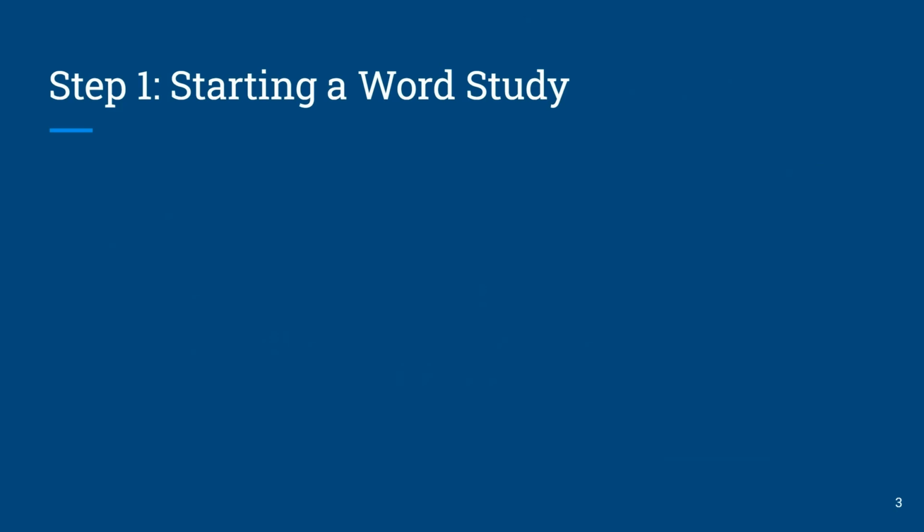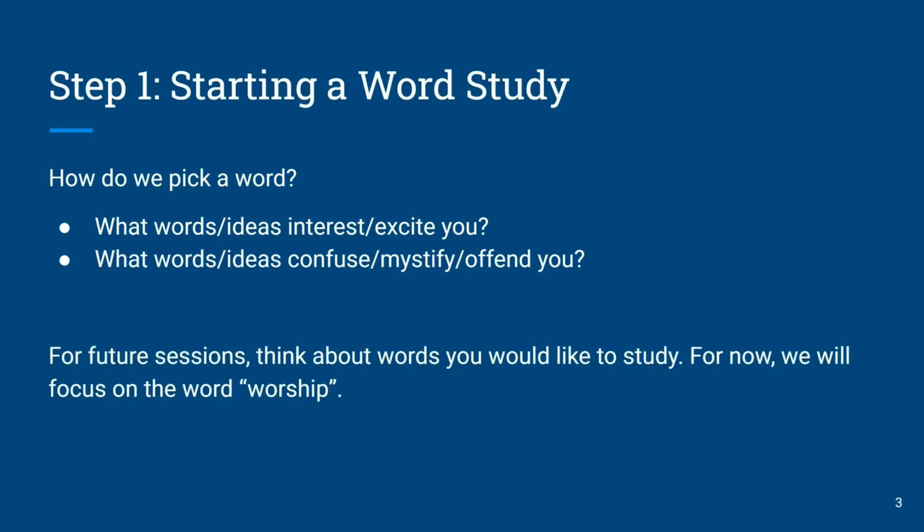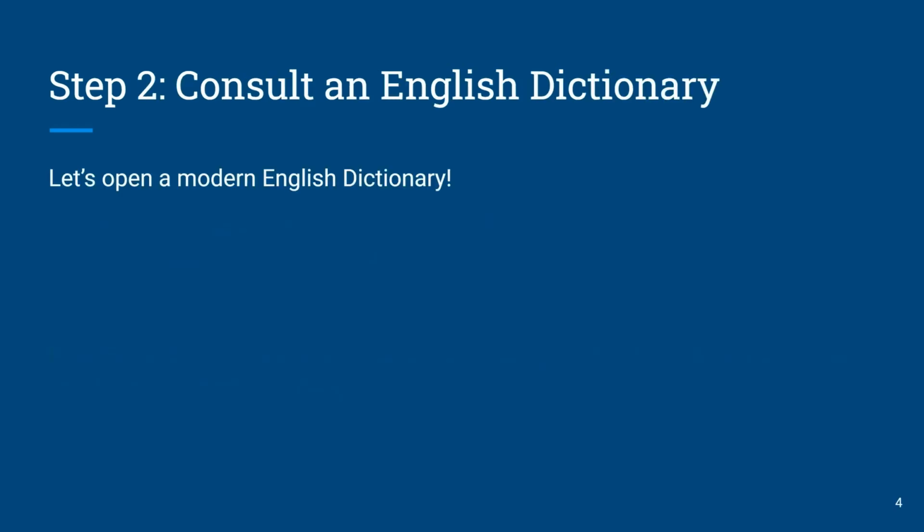Now, let's just start and review. In step 1 of a word study, remember this is a 5-step process, we start by picking a word. Well, how do we pick a word? We can ask ourselves the question, what words or ideas interest or excite us? What words or ideas confuse or mystify or even offend us? For future sessions, you can think about what words you would like to study, but for now, we'll focus just on this English word, worship, and see where that takes us.